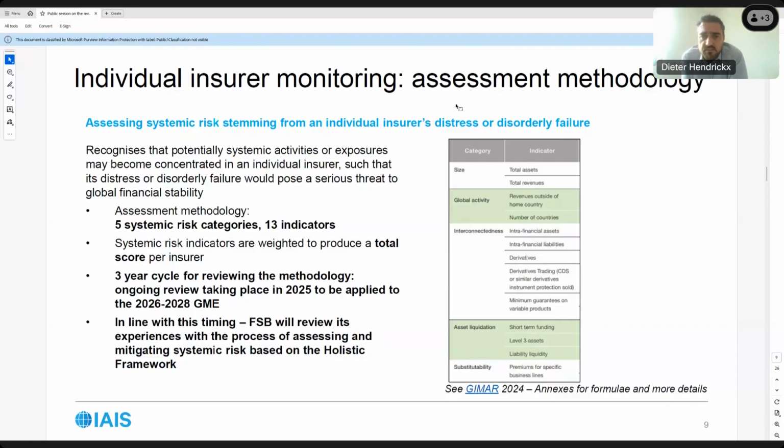Within that 3-year cycle, it's also key to know that it's the FSB themselves who will review its experience with the entire process that we've set up at the IAS for assessing and mitigating systemic risk based on the holistic framework. So the review of our methodology follows in that sense the same rhythm as the review of the FSB of the entire holistic framework. I think we can go to the next slide.